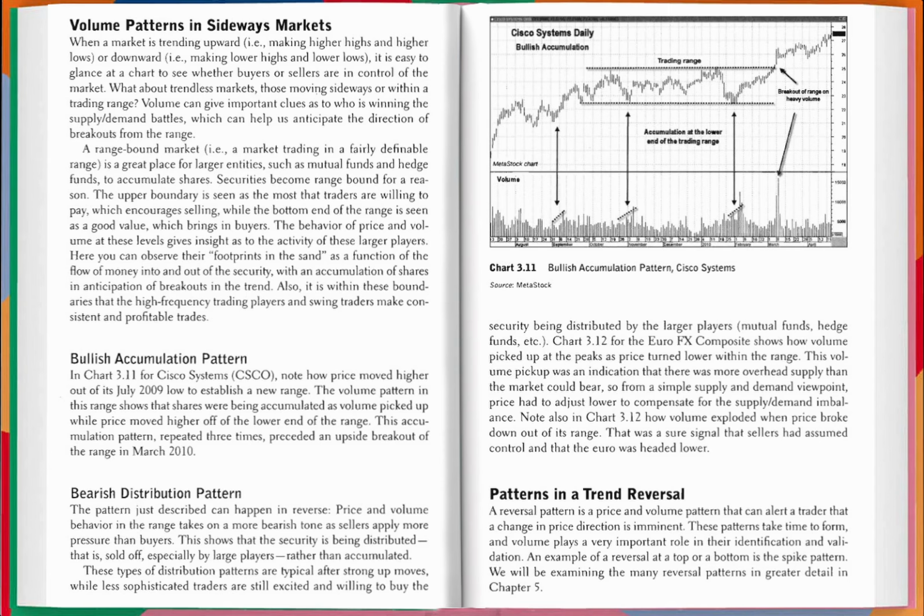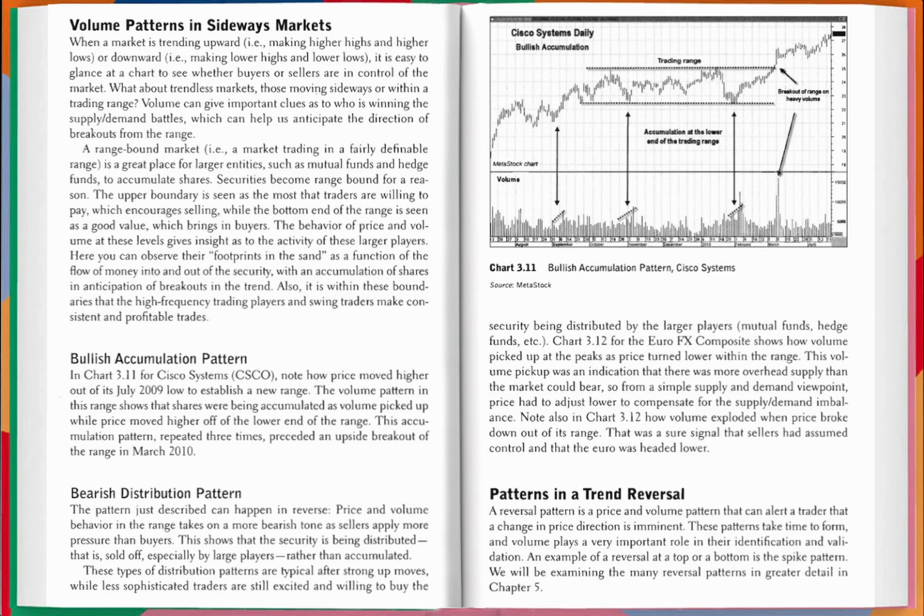Bullish accumulation pattern. In Chart 3.1, for Cisco Systems, Cisco, note how price moved higher out of its July 2009 low to establish a new range. The volume pattern in this range shows that shares were being accumulated as volume picked up, while price moved higher off of the lower end of the range. This accumulation pattern, repeated 3 times, preceded an upside breakout of the range in March 2010.